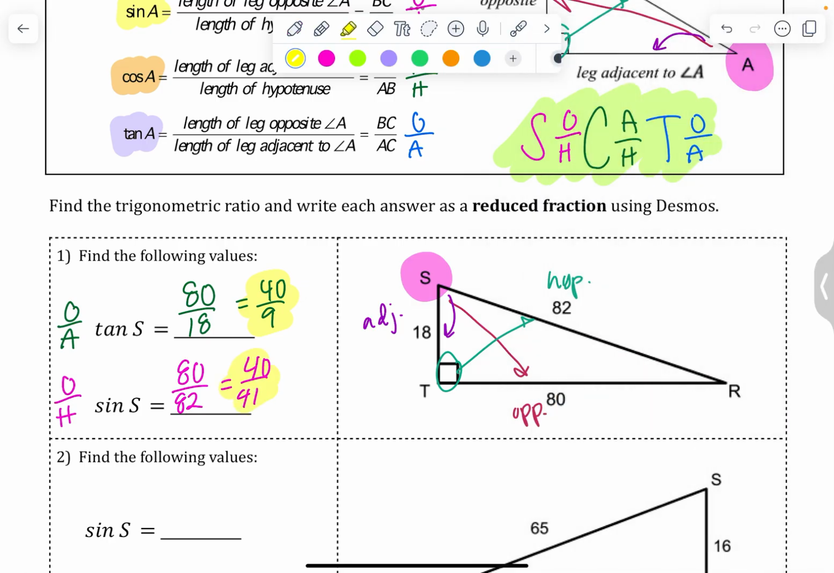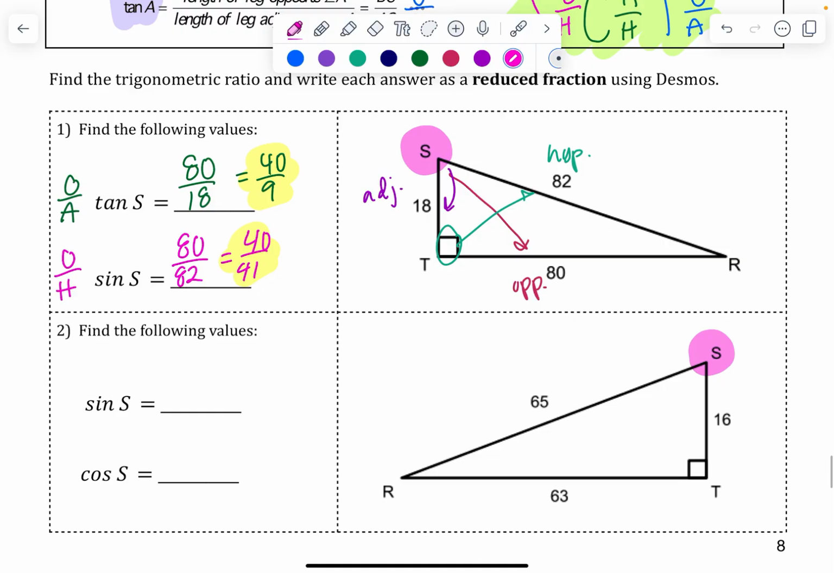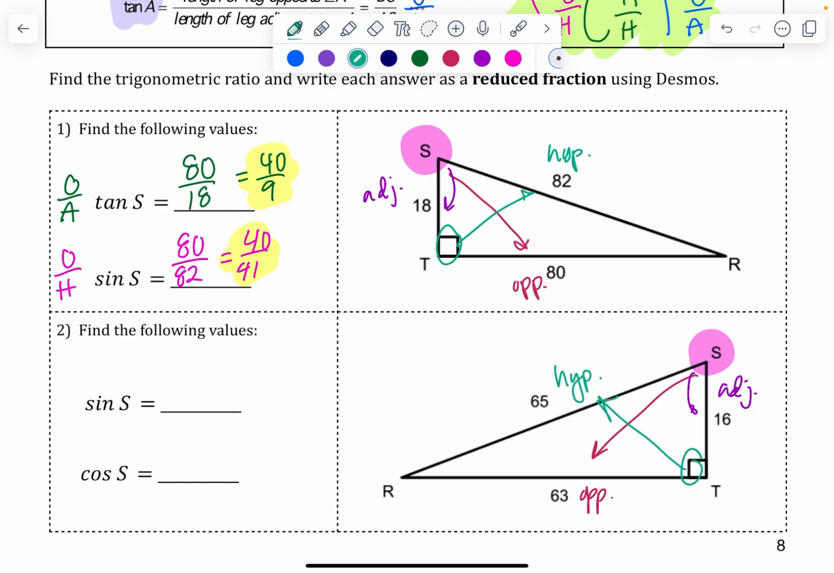Okay, I want you to try example 2, at least the setup, right? We're looking at sine of S, cosine of S. So I'm going to go and highlight S. And I'm going to label the opposite, the adjacent, and the hypotenuse sides. Sorry, the opposite side. Here's the adjacent side. And across from your right angle is the hypotenuse. Cool.